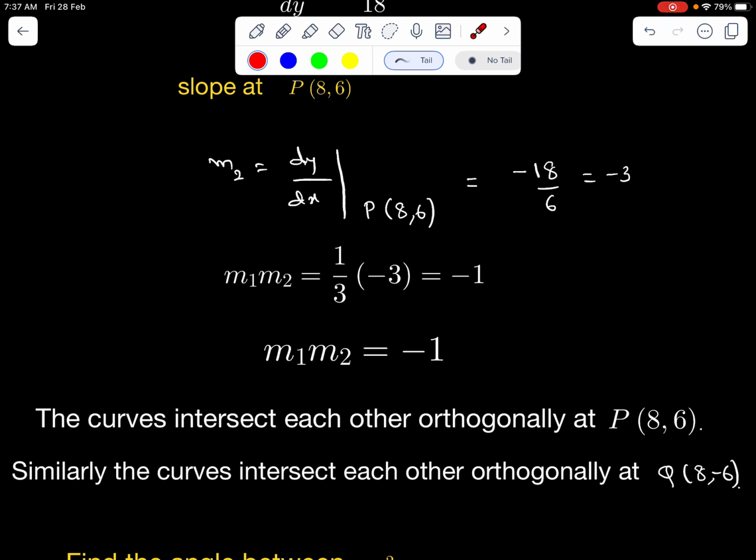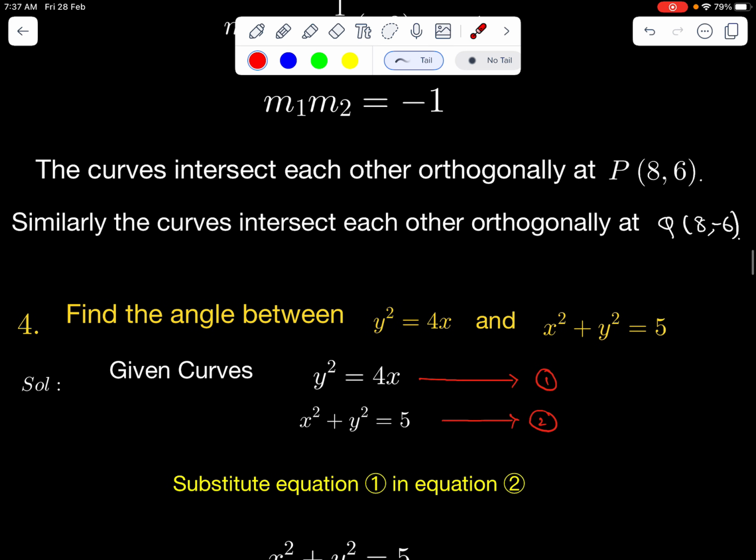And at one point, suppose the slopes are equal, then the lines are parallel. Suppose the slopes are perpendicular, then the angle is 90 degrees. Okay. Next sum.